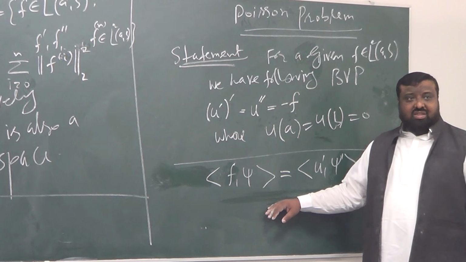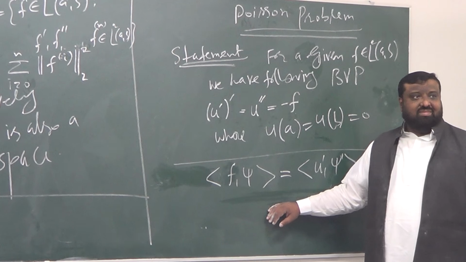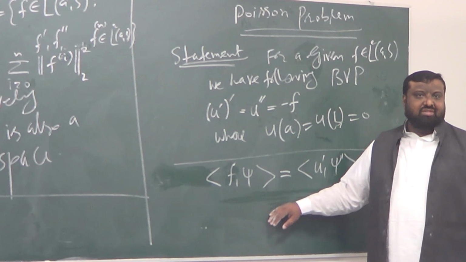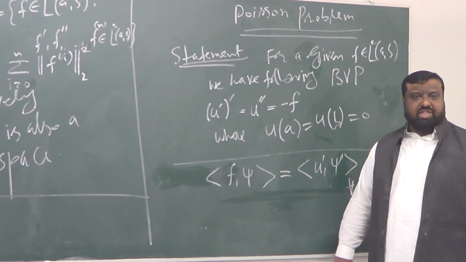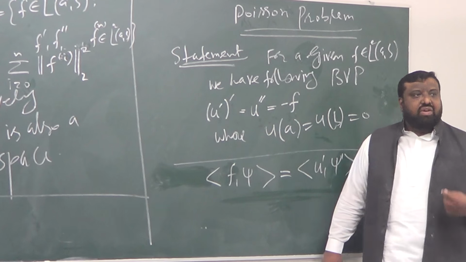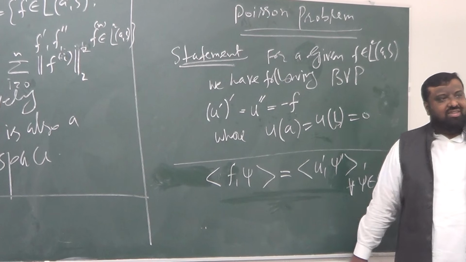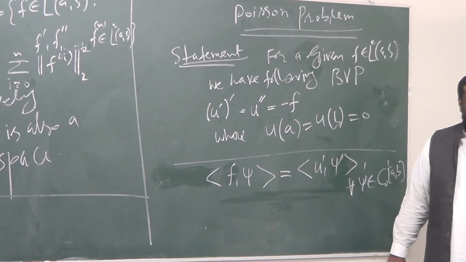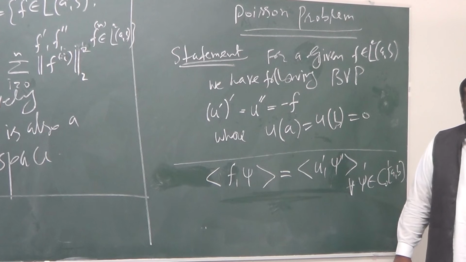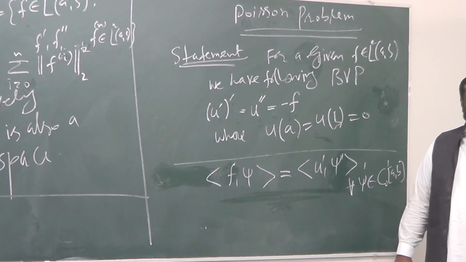Okay? For every f, I can find a unique solution, which satisfies this. Now here is the question actually. We haven't still settled where that solution should exist. Where should that solution exist?